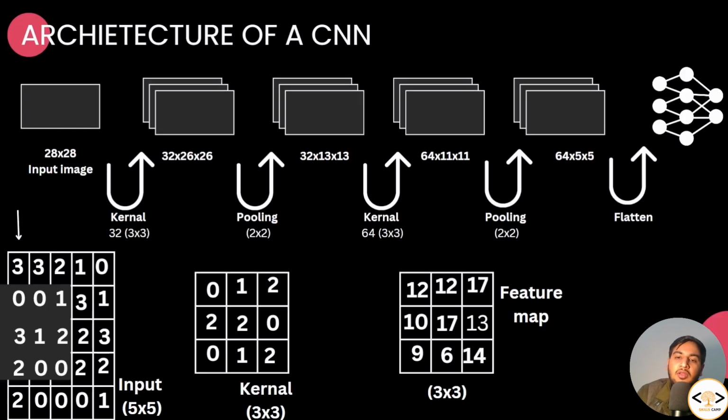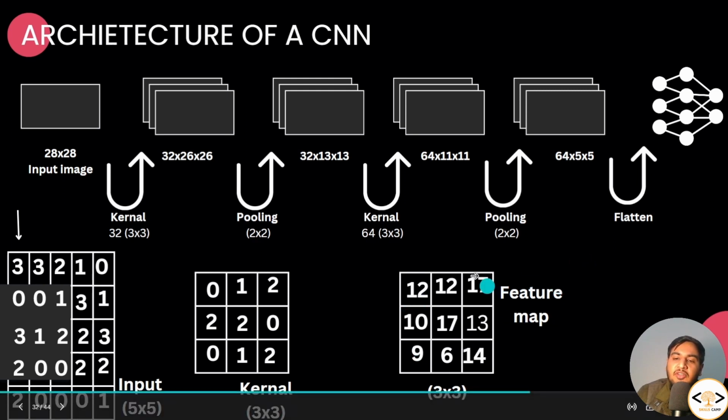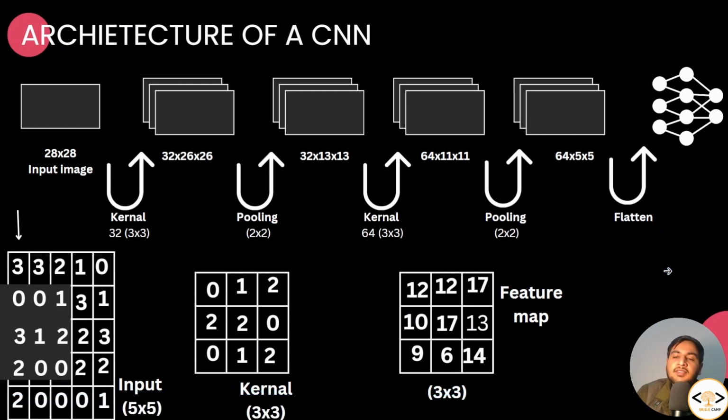And then we are going to move forward and so on, and we are going to create a feature map of 3 by 3 matrix which would be looking like this. This all was kerneling.